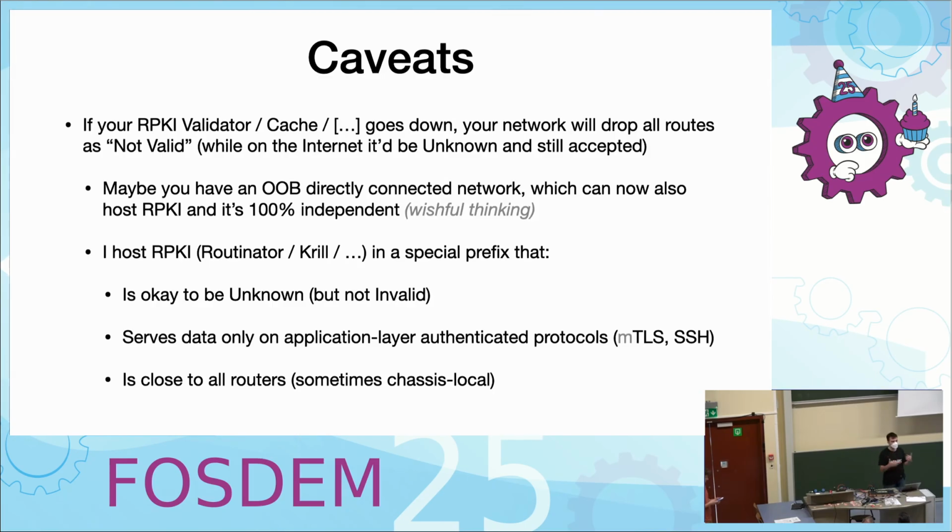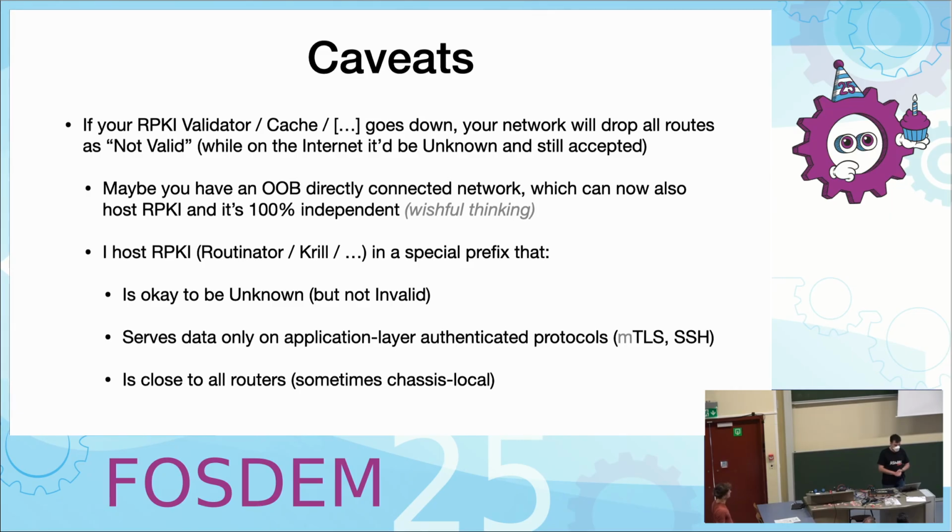So when you're bootstrapping, when your router starts and it doesn't have any RPKI information, it's okay for this one prefix to be unknown, because you can bootstrap everything off of that. And since all of the connections use authentication, at least in the application layer, like TLS for Krill and SSH for Routinator and RPKI client plus Stayrtr, this should not be a problem.